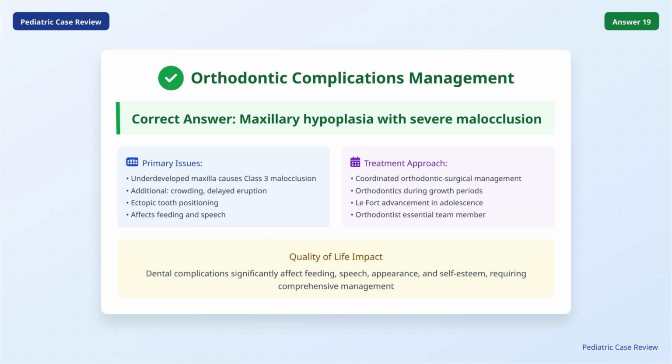The underdeveloped maxilla creates class 3 malocclusion requiring coordinated orthodontic surgical management. Treatment involves orthodontics during growth periods with possible Le Fort advancement surgery in adolescence. An orthodontist represents an integral craniofacial team member since dental complications significantly affect feeding, speech, appearance, and self-esteem.